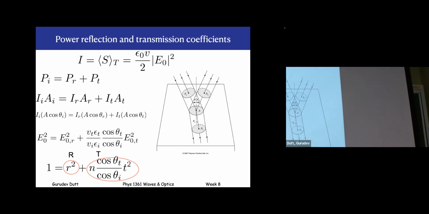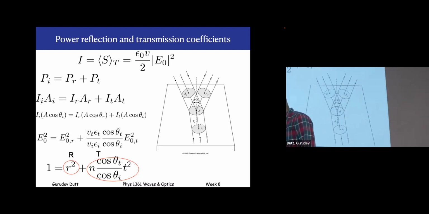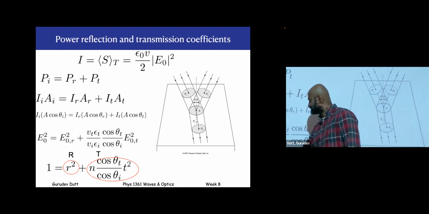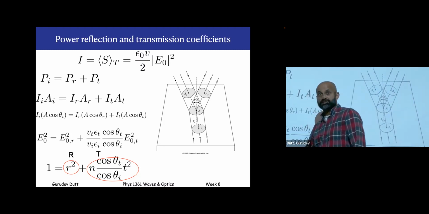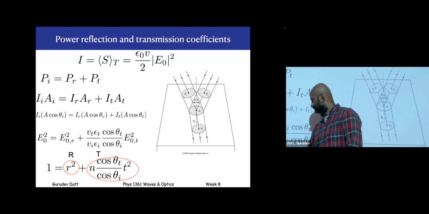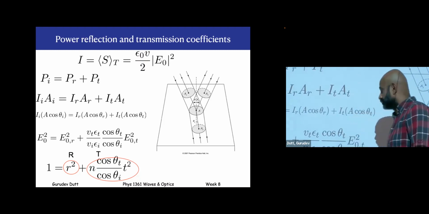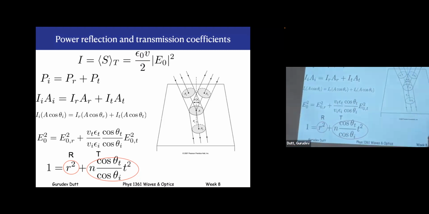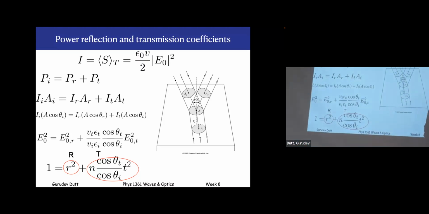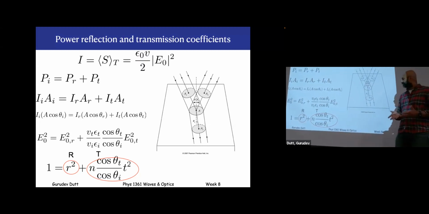So if I now divide by E naught squared, this part here is the reflection coefficient. So that's R squared. We call that the reflectance or the power reflection coefficient. Okay, so that's capital R, which is simply small r squared. So that part is okay. We can just take the Fresnel coefficient for the reflected beam and simply square it.